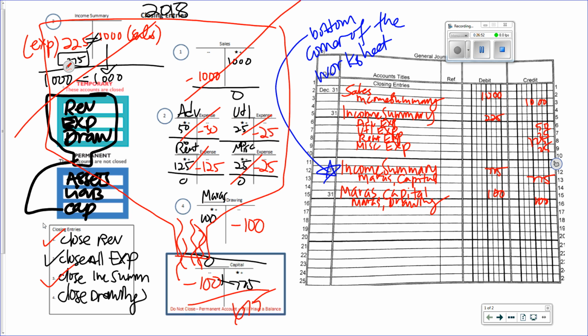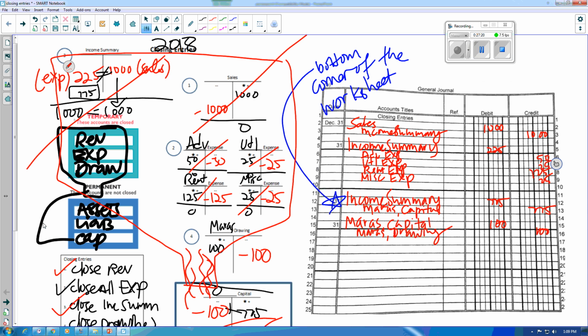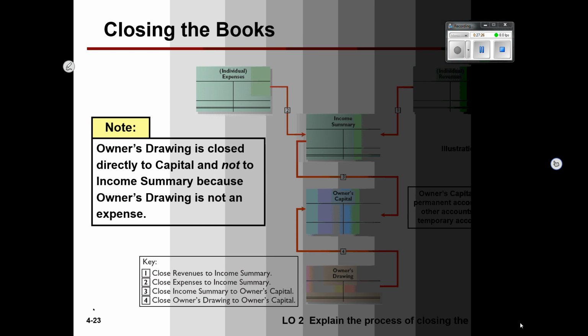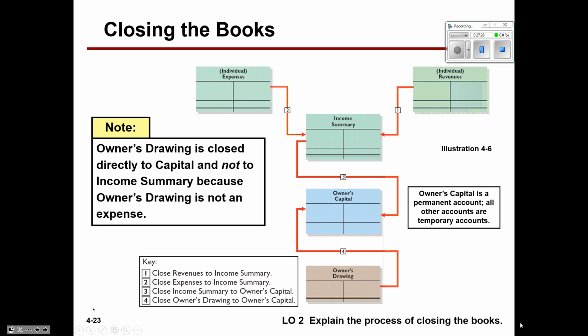Four closing entries. Could you do them without this mess? Absolutely. I think by a week from now, you wouldn't need this sheet. I will provide it to you if this is a helpful tool. Did that feel easy? Let's switch back to the notes as just a review. Now I think you're going to be able to look at something like this and go, oh yeah, easy.